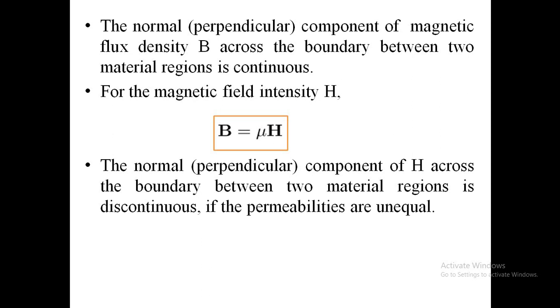The normal, that is the perpendicular component of magnetic flux density across the boundary between the two regions is continuous. And here, while B is equal to mu H, the normal component of magnetic field intensity across the boundary between the two material regions is observed to be discontinuous if the permeabilities are unequal.